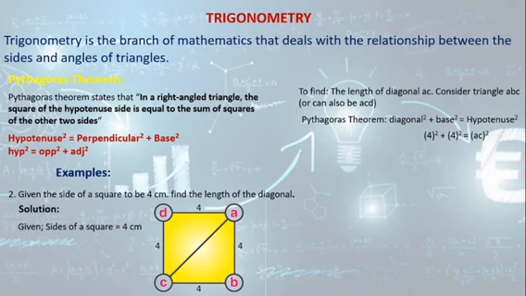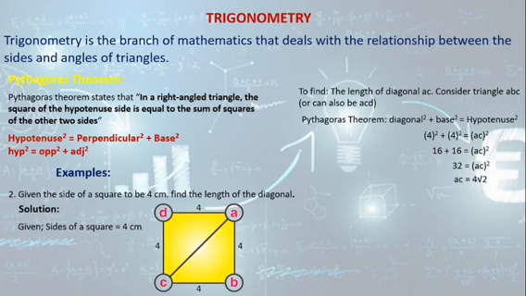So you have 4 squared plus 4 squared equal to AC squared. The square of 4 is 16, so you have 16 plus 16 is equal to AC squared. That means 32 will be equal to AC squared. You find the square root of both sides. AC will be equal to 4 root 2.